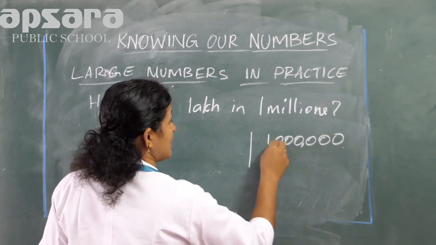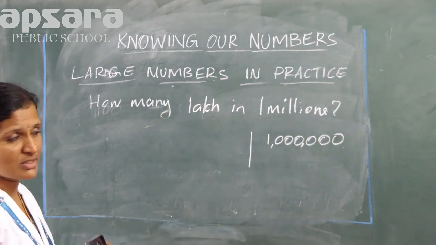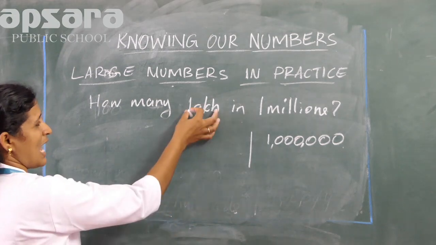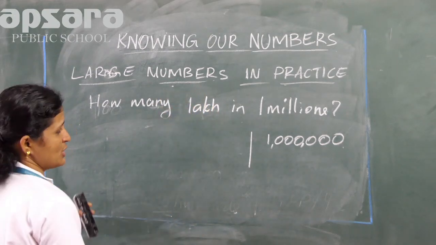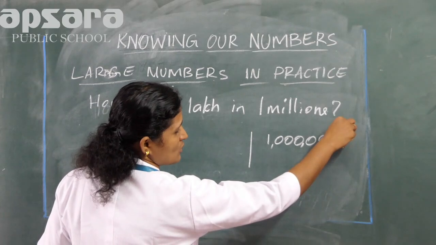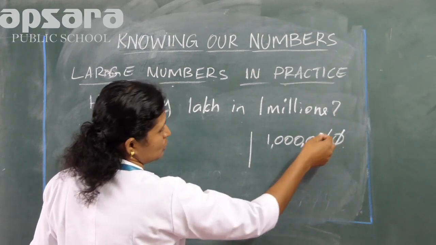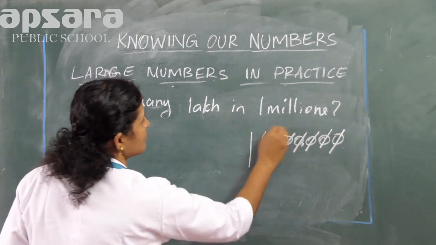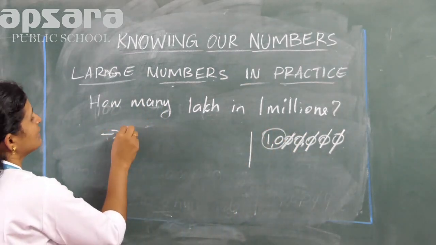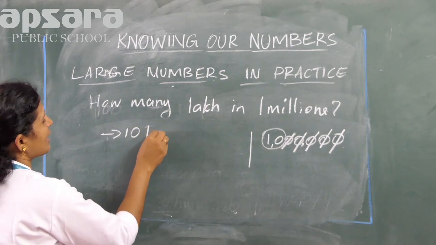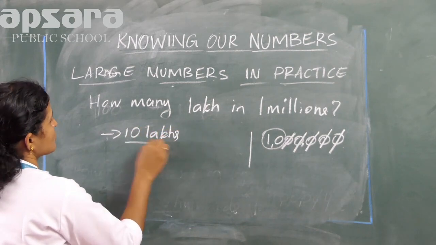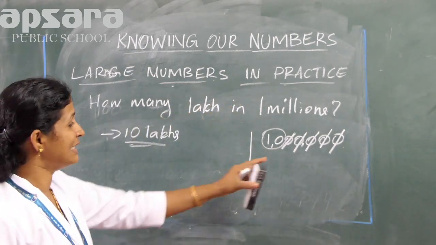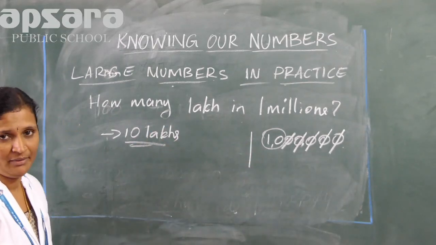Right? International system. So how many zeros? 6 zeros. Now in lakhs, how many zeros? 5 zeros, right? Cancel those 5 zeros from this. 1, 2, 3, 4, 5. So what is our answer? 10 lakhs. So how many lakhs in a million? 10 lakhs in a million. Okay.